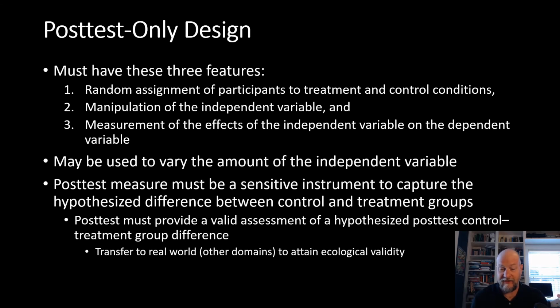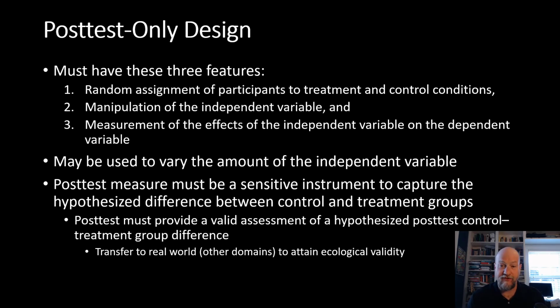So that's what it's really intending to do. It's trying to measure that difference that arguably was created by our manipulation of the independent variable. And then you, of course, also have to be able to transfer to the real world, to other domains, to attain what's called ecological validity. So this measurement may be a perfect instrument, but it also might be very artificial and not reflect how things tend to happen in the real world. So that's another factor we have to consider when we're designing our post-test instrument.